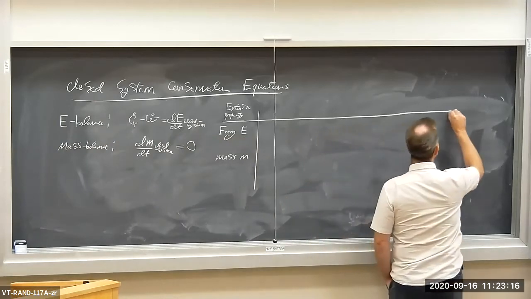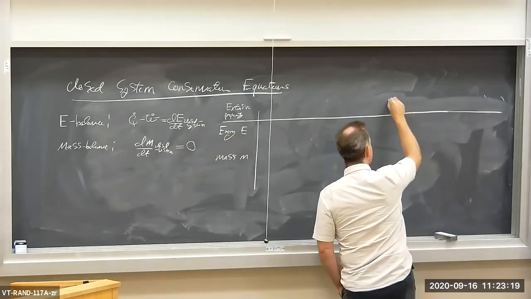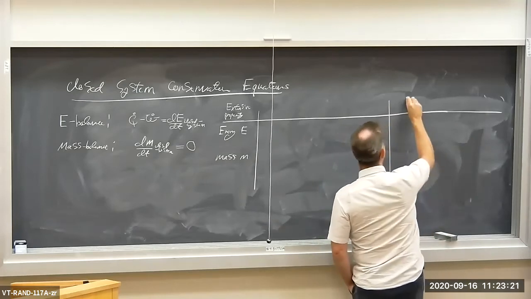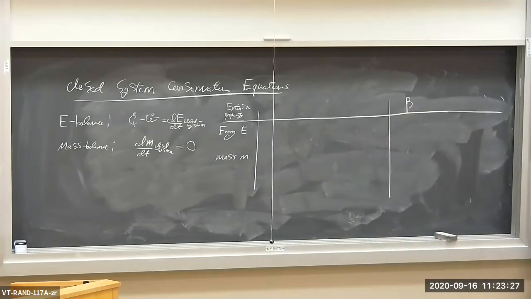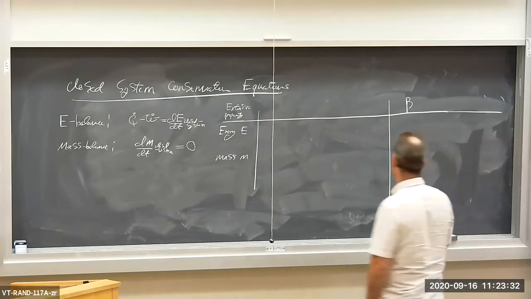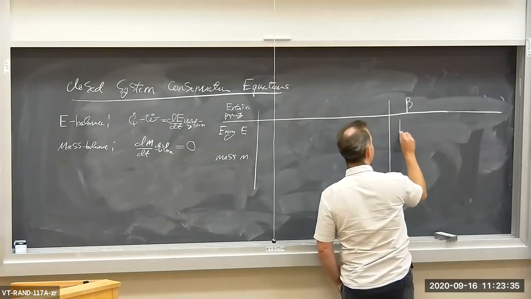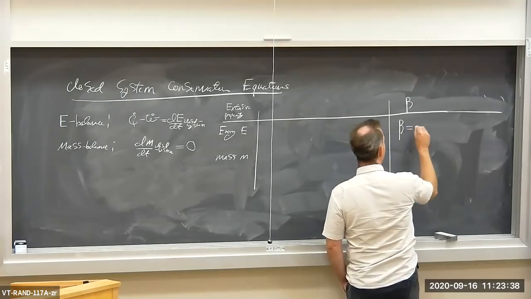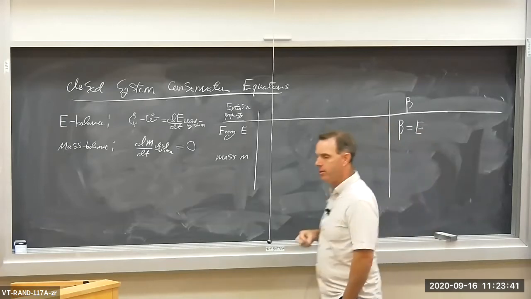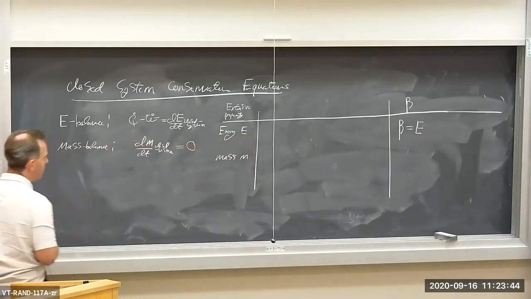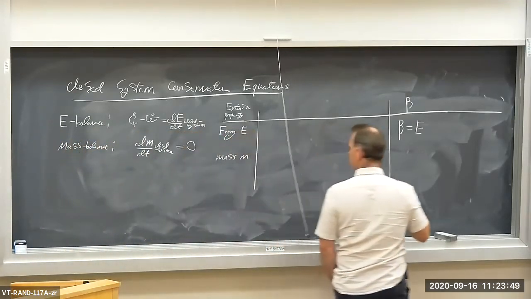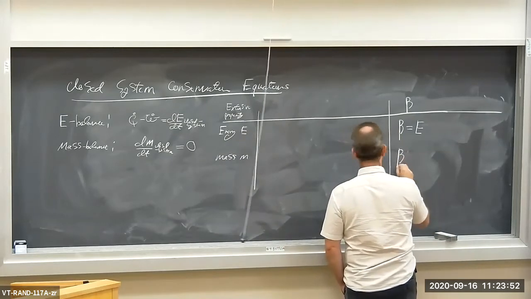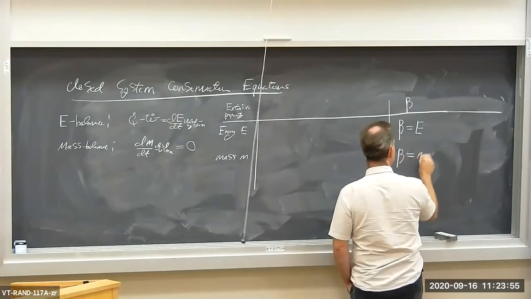Now over here, I'm going to write beta, the Greek letter beta. Beta is going to represent algebraically my extensive property. So right here, I'm going to write beta equals E. So beta is just a variable that represents my extensive property. In the first row, it's going to be energy. And in the second row, it's going to be mass. Okay?